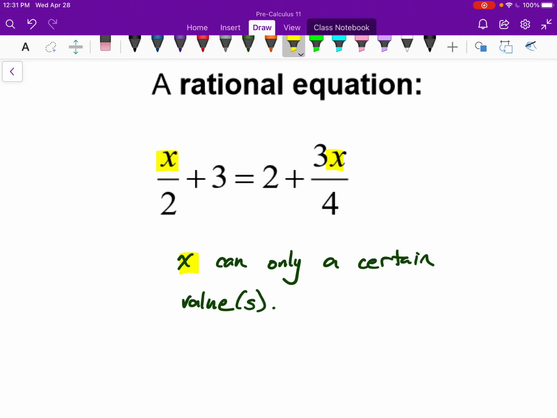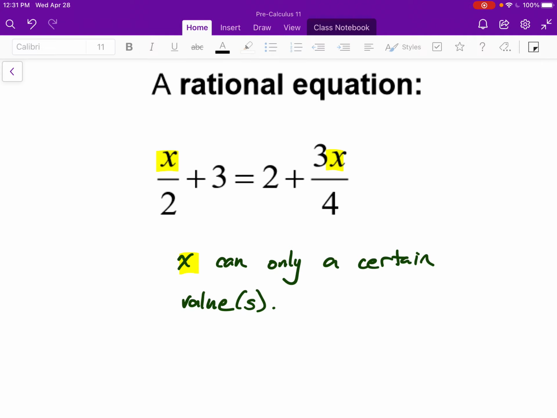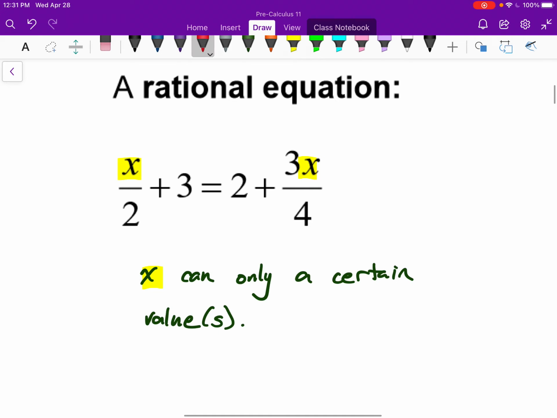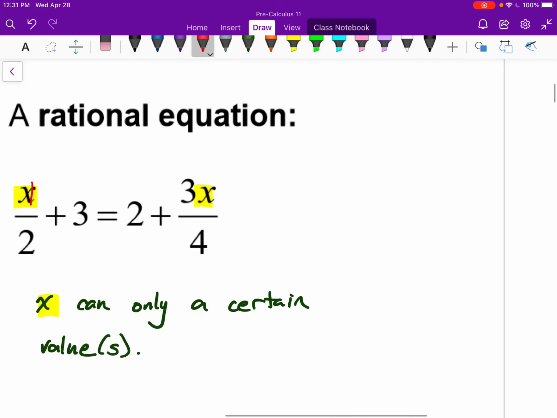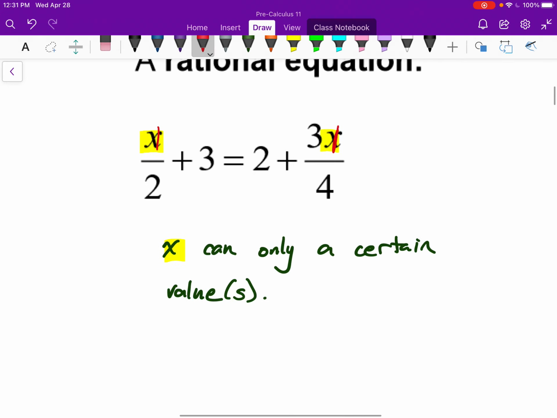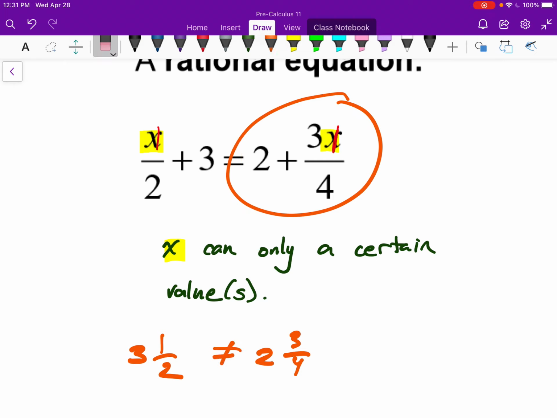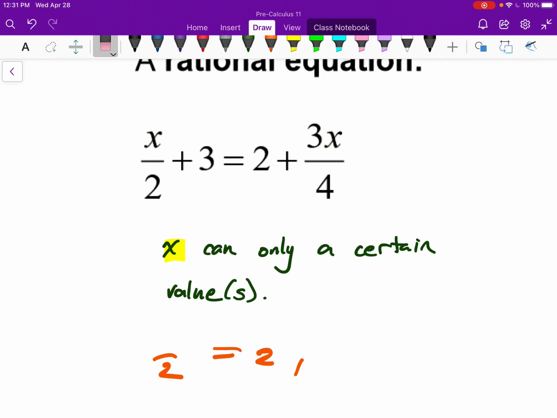This will not be true. If I just pick a number, 1, if I replace x with 1, I don't have the same thing. On this side, I have 1/2 plus 3, which is 3.5. On this side, I have 2 plus 3/4, which is 2 3/4. Hate to tell you, those are not the same number. And so, again, if I just pick a number for x, this equation will probably not hold true. And that's a pretty big difference from before.